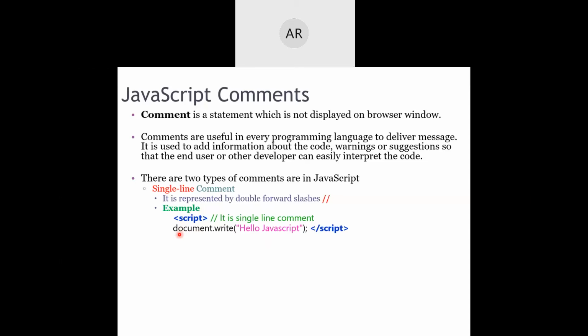Over here, document is a predefined object used to denote an HTML document. Document here means the web page into which this script is being embedded. So on that web page, I'm trying to write hello JavaScript. Write is a predefined function, and we are passing a parameter, what we want to display on our web page. Clear?